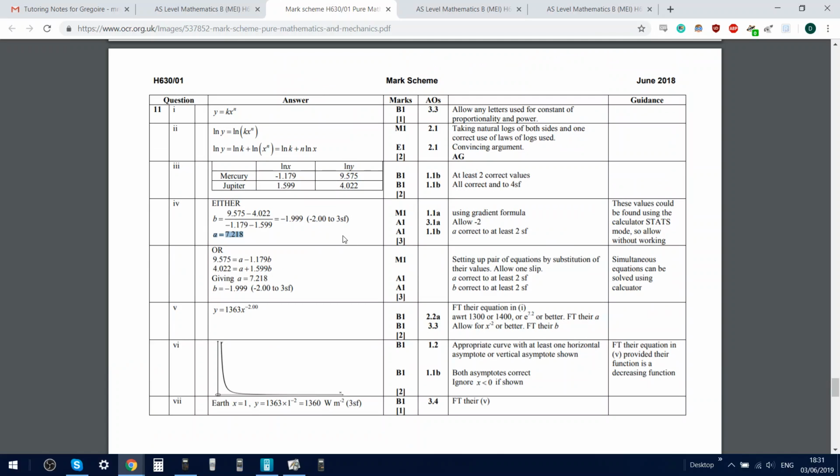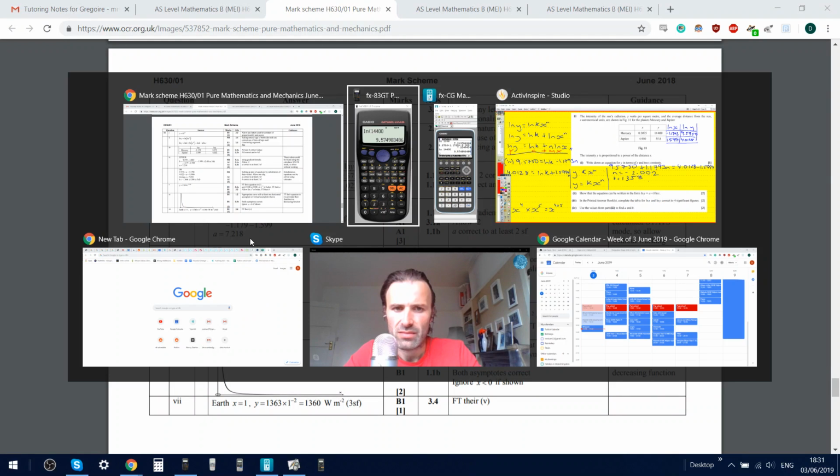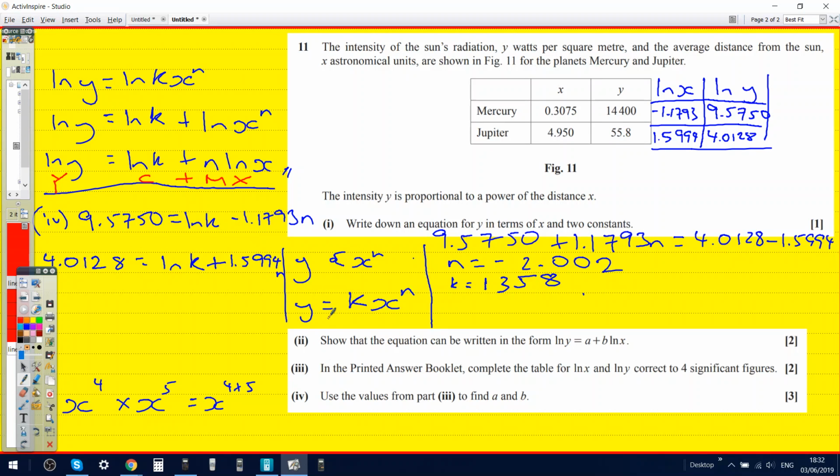Oh, so they use log instead of ln. I see. Yeah, they used log instead of ln, and so you get 1 mark if you got all of them consistently. Okay, we were correct. So 7.12, 7.218.